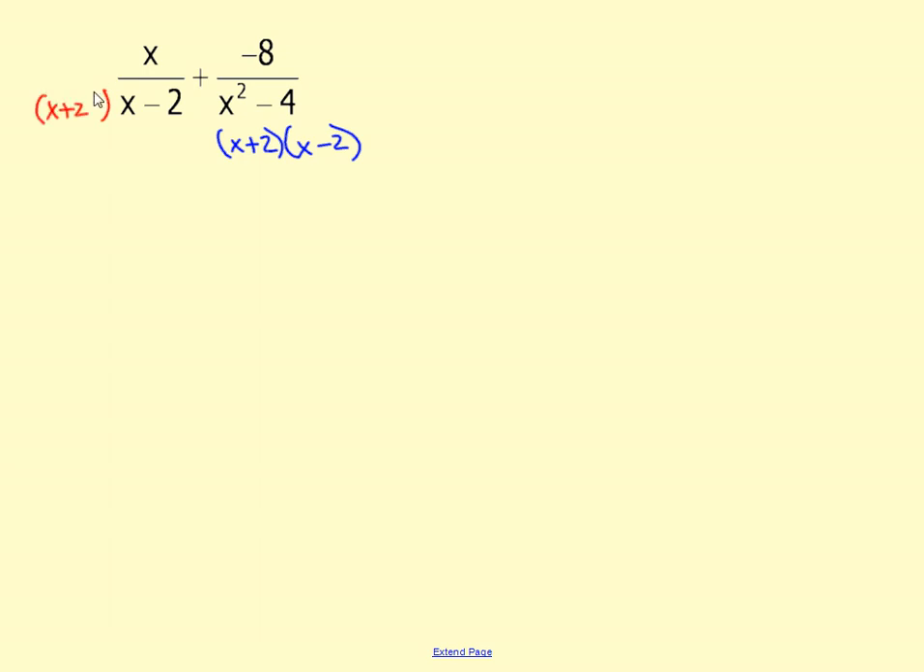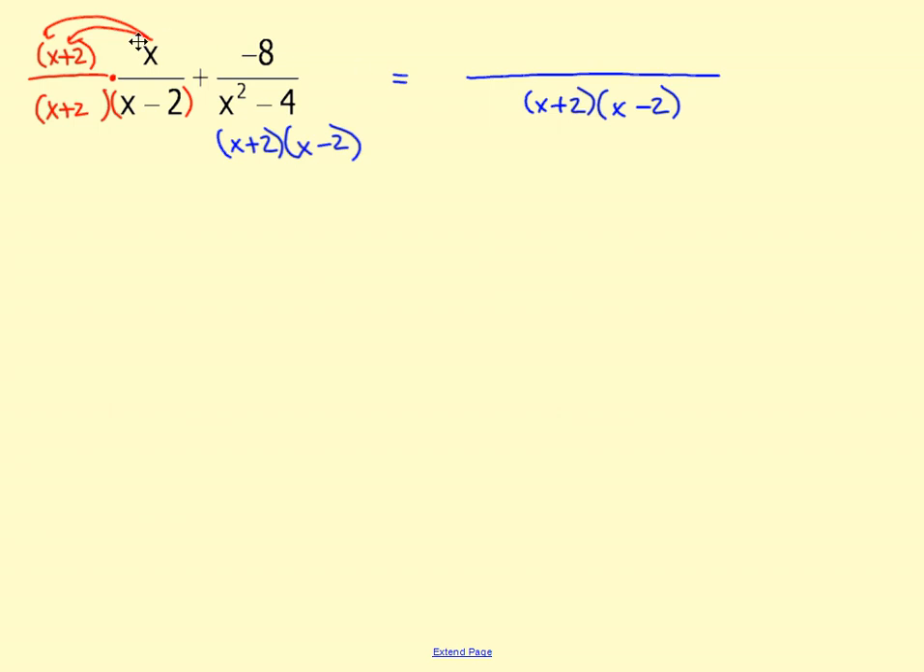But I can't just add something to the bottom of a fraction. So I'm actually multiplying the top and the bottom by x plus 2. So now my new common denominator is going to be x plus 2, x minus 2. And then I'm going to make sure that I distribute the x to each of these terms. So I need to distribute to the x and to the 2.